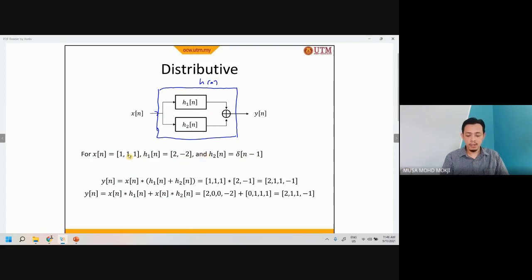The same x[n], the same system. So we have two systems here and one signal. In this system, what you'll get at the output y[n] is 2, 1, 1, -1. Whichever one you solve, you should get the same output. Okay.